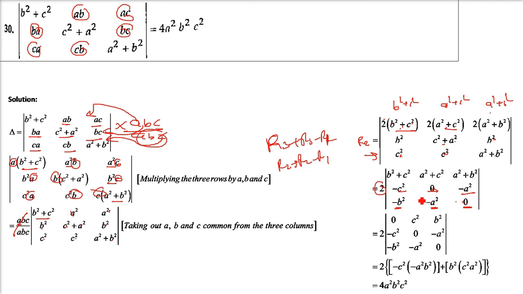How? See, if you add first row, second row, third row again, I'm just adding row. So I am changing row 1 to row 1 plus row 2 plus row 3. What do you get? B square plus c square will be added with minus c square minus b square. You will get 0, one more 0 here. A square plus c square minus a square will be c square and a square plus b square minus a square will be b square. So 3 zeros are here. Now you can just open it using any of the row or any of the column. Finally, it's going to be 4a square b square c square. I hope you'll be able to do it.